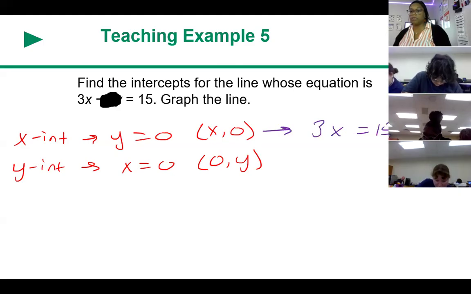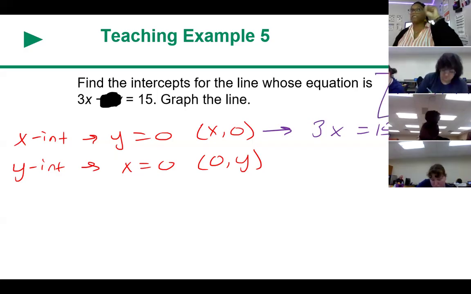X would have to equal 5. So my x-intercept is at (5, 0). Okay, that's how your fist of 0 works. Since I can't physically put my fist over the negative 15 for you, that is why I scribbled it out.